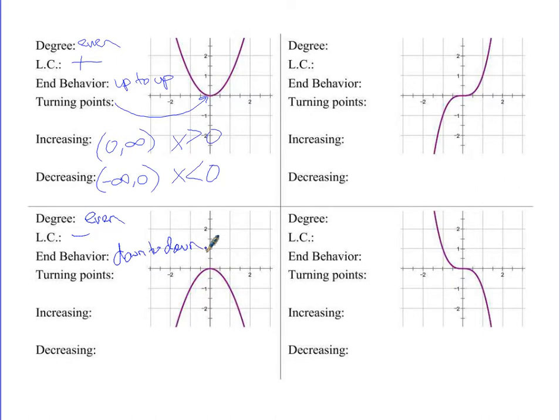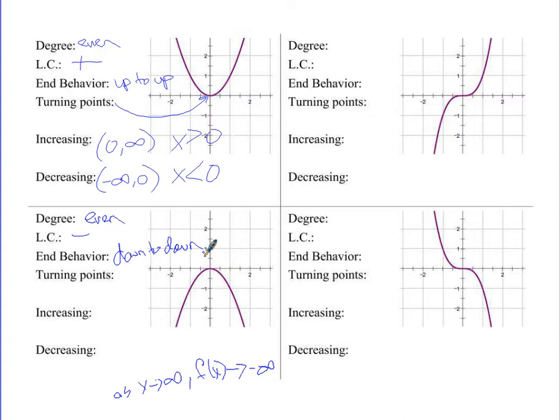If you wanted to be more formal about that, you could write this. As x goes to positive infinity, comma, f of x, the function itself, goes to, the graph goes down forever, so that's going to negative infinity. So you could write negative infinity. As x goes to positive infinity, the function, the graph, goes to negative infinity. Okay? Up here, as x goes to positive infinity, the function or the graph goes to positive infinity. That's the formal way of saying up to up, down to down. Okay?